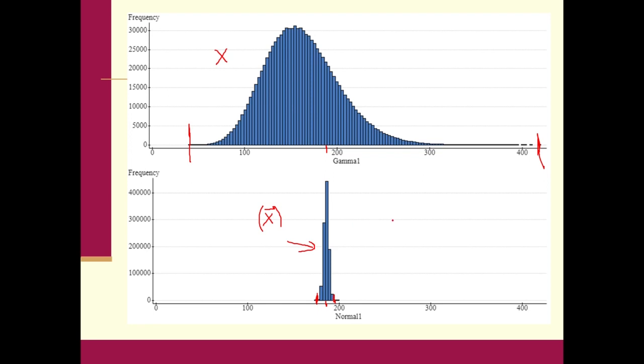Okay, so that ends the presentation. All right, and what we're going to do in 7.1 is see how proportions, how percentages from one sample to another vary.